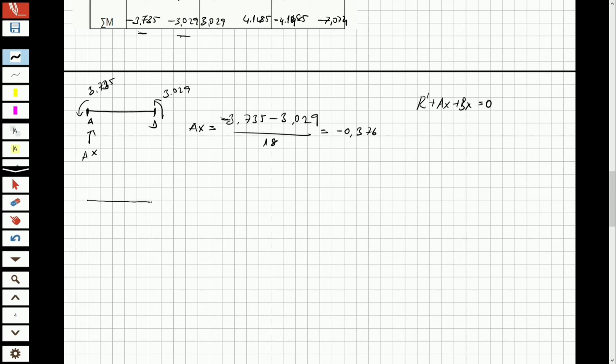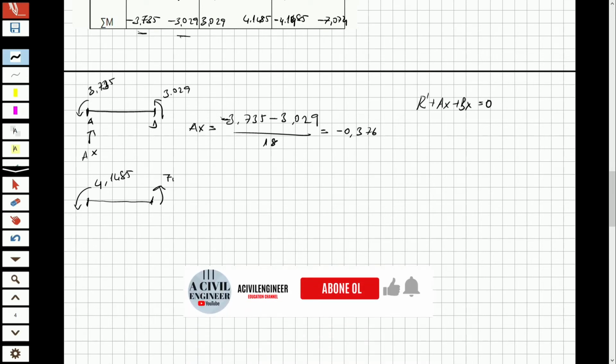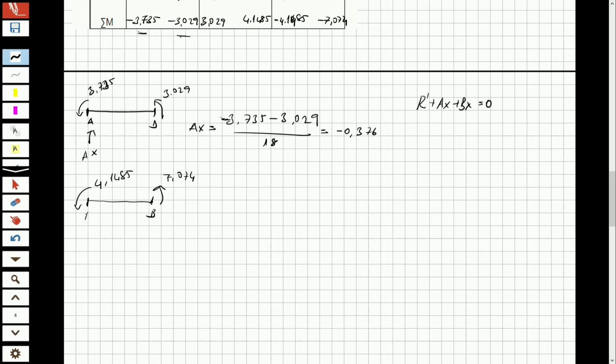And also for BX, we have a moment at this direction, 4.1485, and also we have another moment here at this direction, 7.74, and this is B, and this is C. So BX, I have here BX. I just assume this direction, okay? It's not the right direction. And I'm going to take as minus 4.1485 minus 7.74 over 12. And I'm going to obtain BX as 0.935.